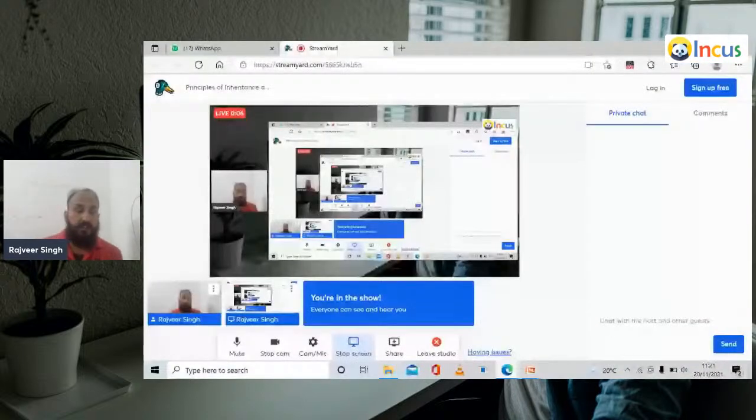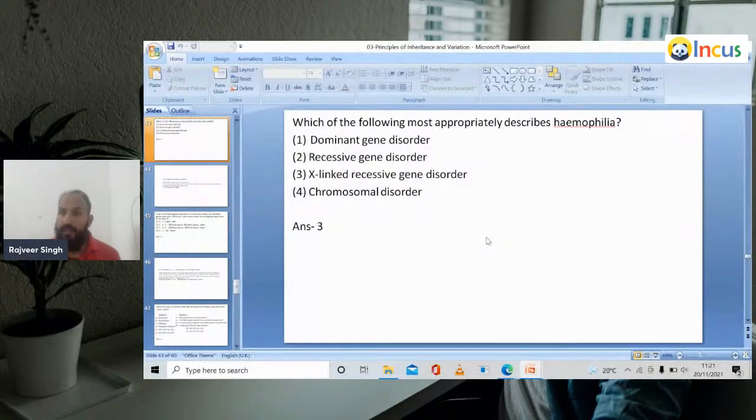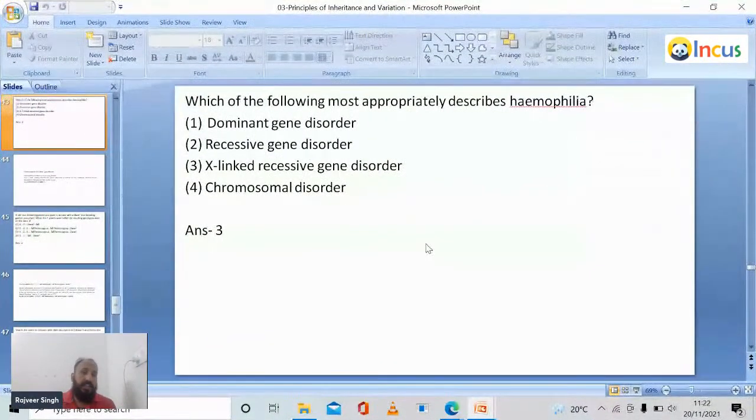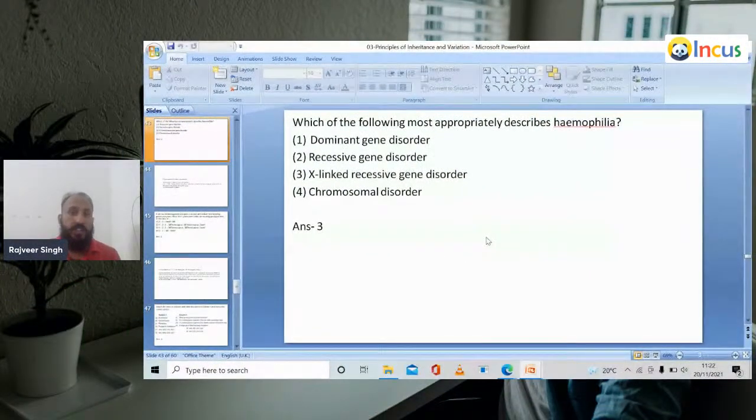Yes, so next question at front of you. Which of the following most appropriately describes hemophilia? Dominant gene disorder, recessive gene disorder, X-linked recessive gene disorder, or chromosome disorder. As we know, hemophilia is definitely connected with X-linked disease. But dominant or recessive? You may be confused between recessive and dominant. But you should know hemophilia is definitely an X-linked recessive gene disorder. So the answer will be third.